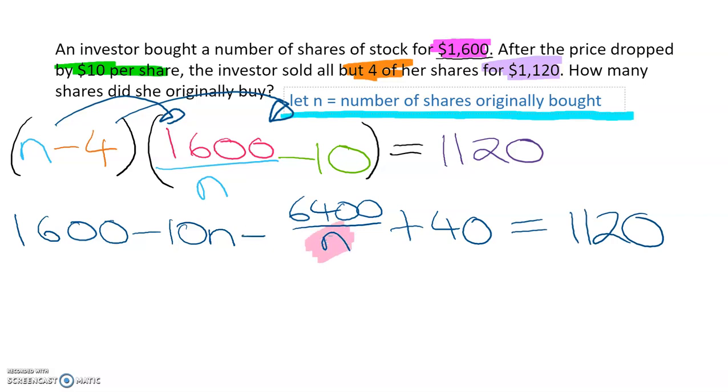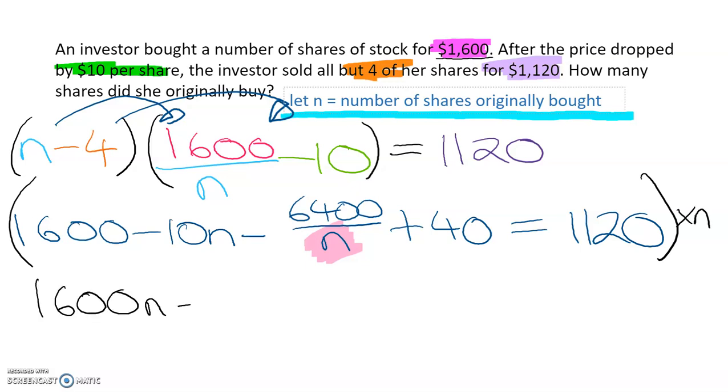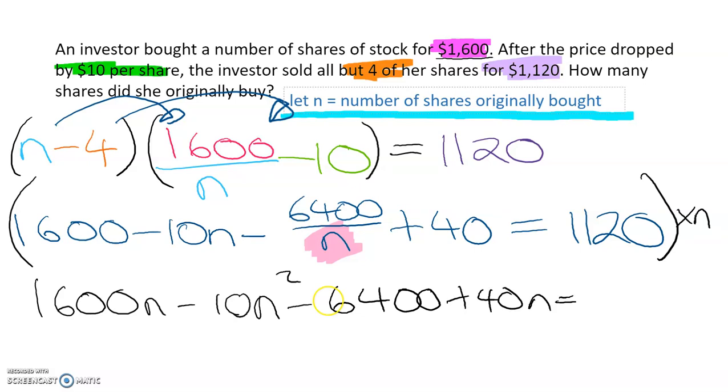Now the N here is really annoying. So to get rid of it, we can just multiply absolutely everything times N. So we end up with 1,600N minus 10N squared minus 6,400 plus 40N equals 1,120N. Now I'm just going to collect like terms and put it in order of decreasing exponent degree.